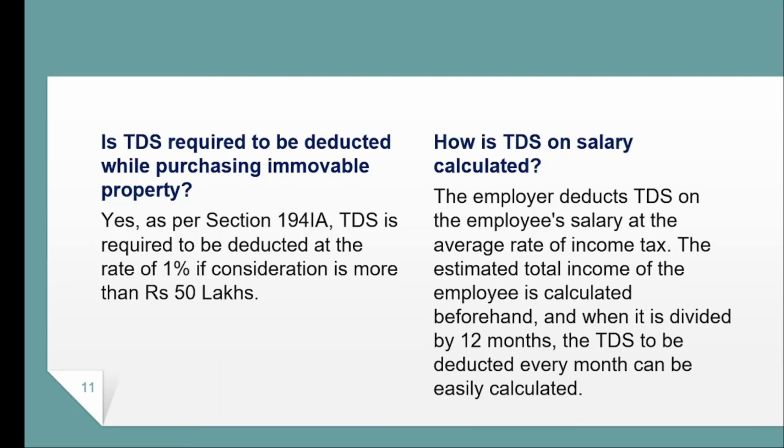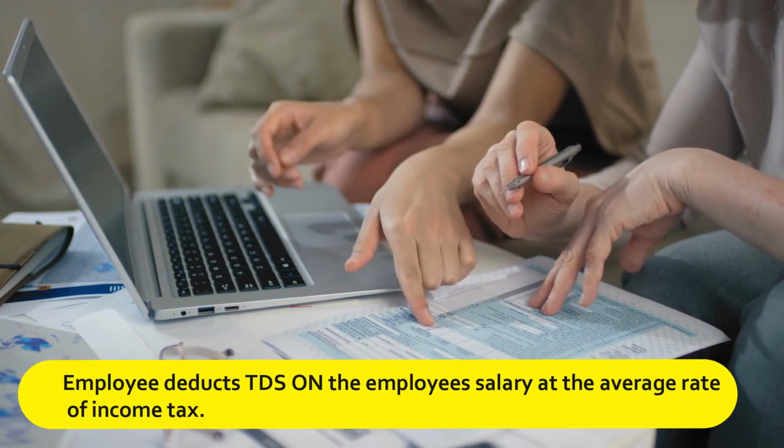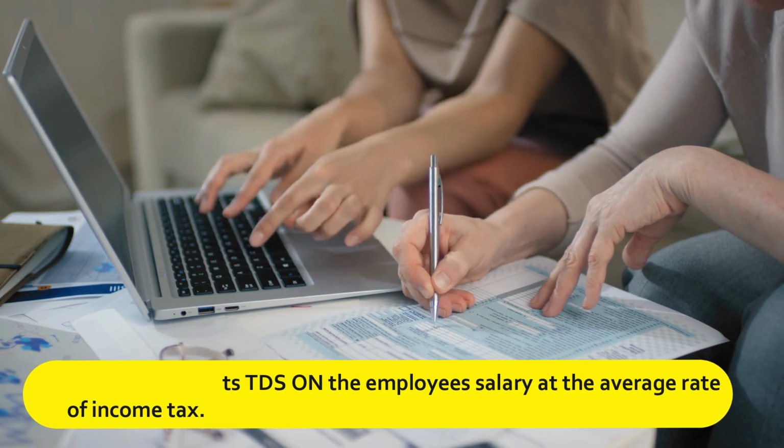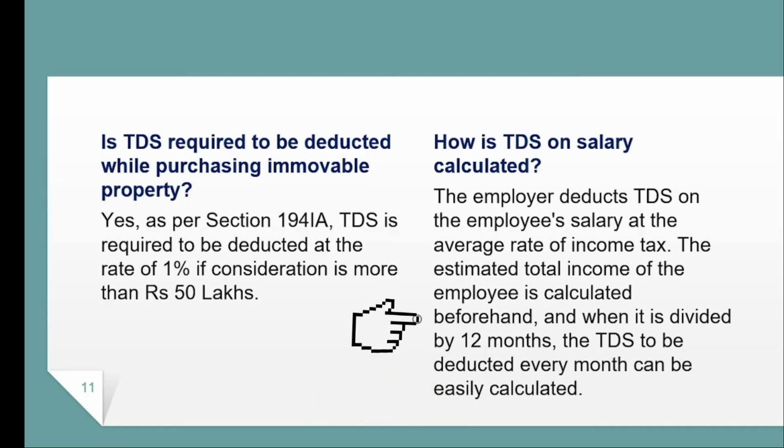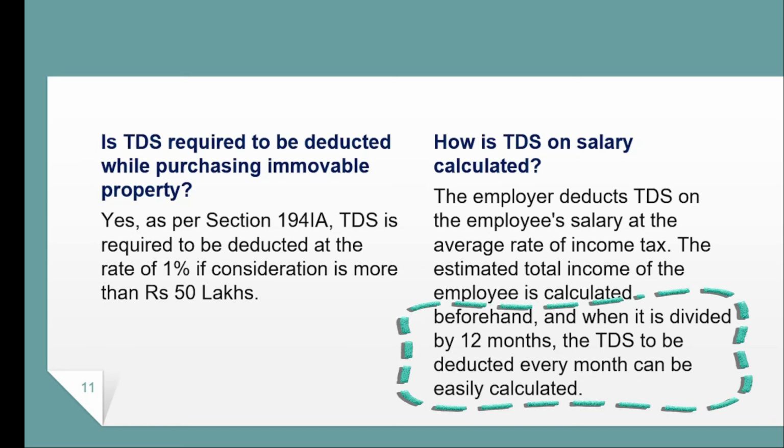Over here, the employer deducts TDS on the employee's salary at the average rate of income tax. The estimated total income of the employee is calculated beforehand, and when it is divided by 12 months, the TDS to be deducted every month can be easily calculated.